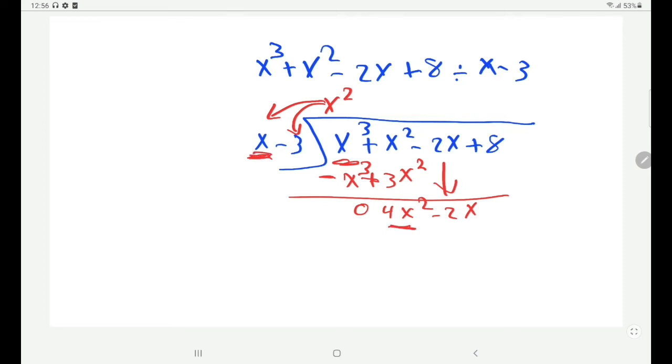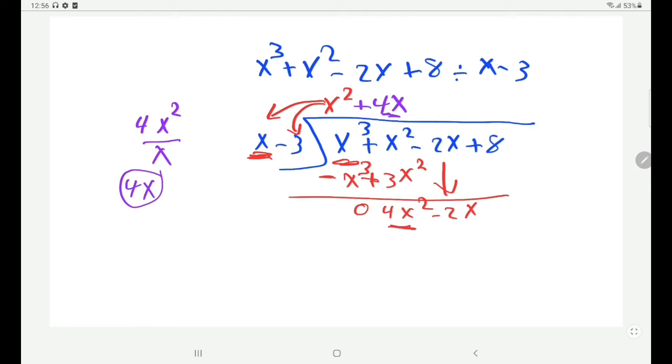So all you have to do is x squared divided by x is just x, and 4 divided by 1 is 4. If you cannot do it easily like this, you can put 4x squared divided by x to the side. So 4 divided by 1 is just 4, and x squared divided by x is x, so it's 4x. That's what I wrote up here.